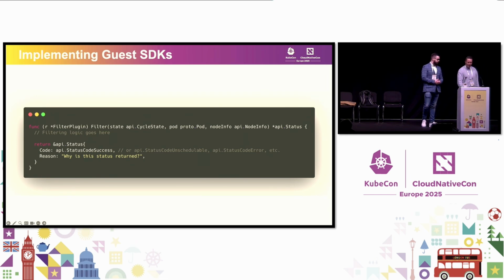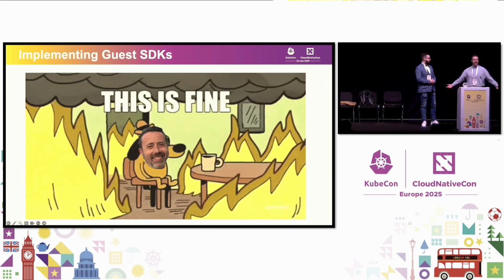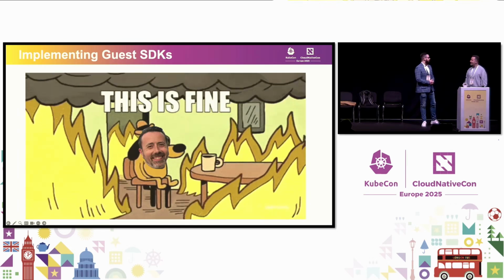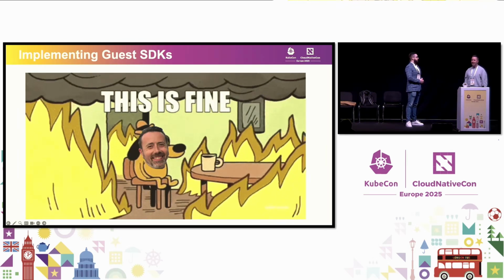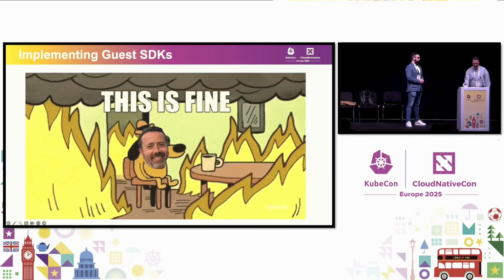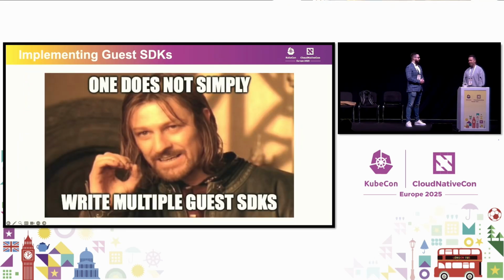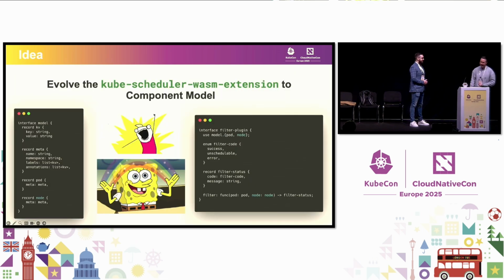Cool. So this is fine, right? Let's just write a Rust SDK and a Python SDK, do all the glue and all of that, and yeah, no. One does not simply write multiple guest SDKs. That would be super unmaintainable. We would need to keep them in sync, all of that. Surely, Dejan, there must be a better way.